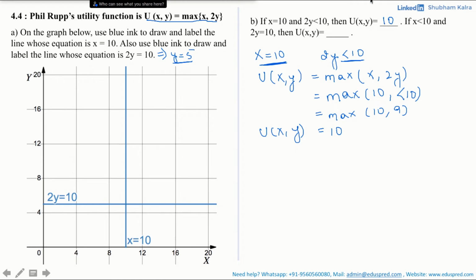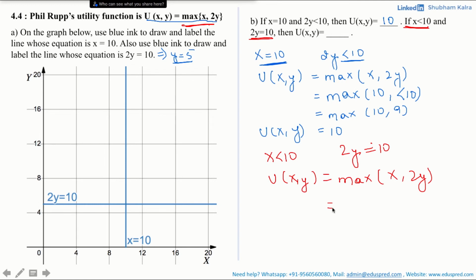Now let's come to the second scenario, where x is less than 10 and 2y is equal to 10. Substituting the values into the utility function, which takes the form of max of x comma 2y, u of x comma y is equal to max of x comma 2y. Your x is something less than 10 and 2y is taking the value of 10. Now again, let's take a number smaller than 10. Suppose we take a number to be 8. That would be max of 8 comma 10, and the maximum of 8 and 10 is obviously 10. So your function would take the value of 10.